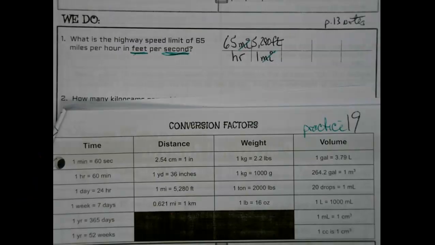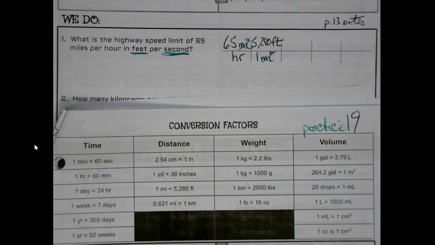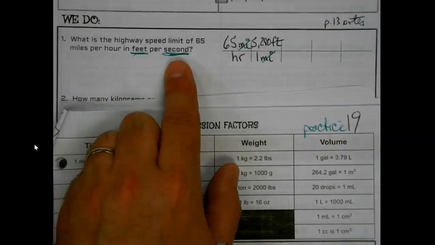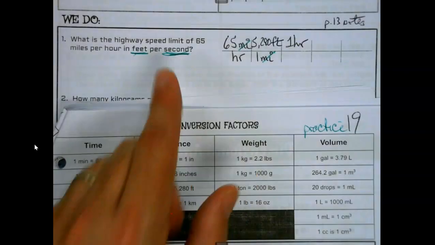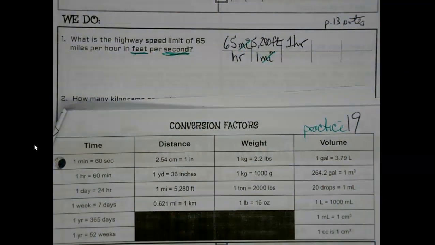Okay, let's take a peek here. If we need to get... So next job looks like we want to get rid of hours because we want to start working into seconds. So 1 hour, what measurement? Let's see here. 60 minutes. Perfect.